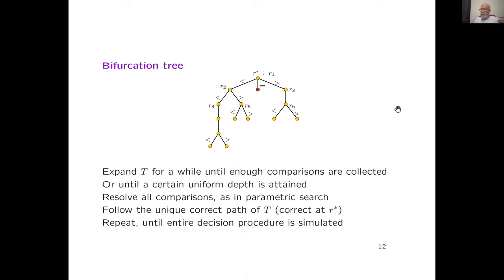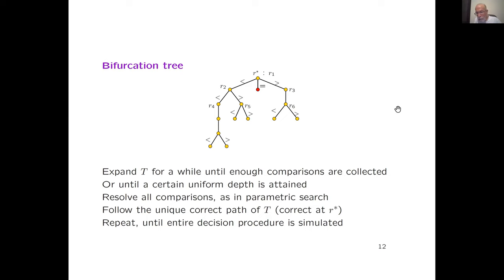Because no matter what is the right path to follow in the tree for R star, it will have a length at least S, and we are making progress. So we are making progress in both cases, and hopefully we gain something by doing it.